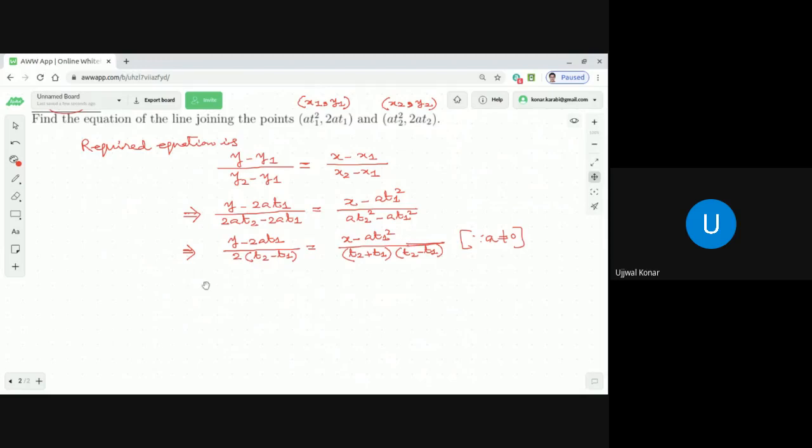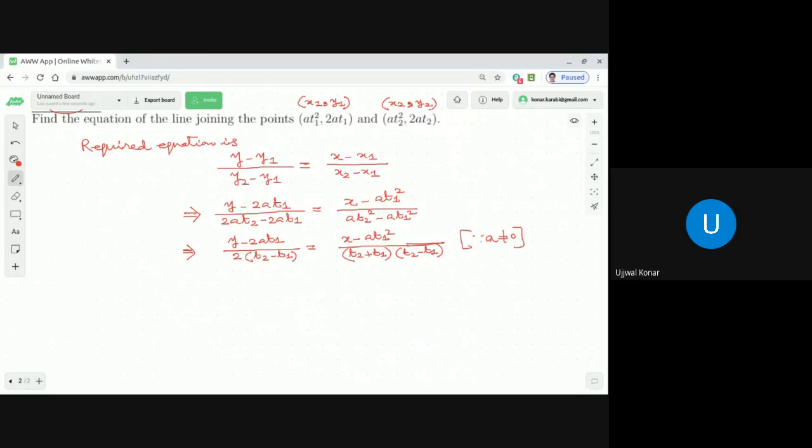Correct? Now, from here, what you can do, dear students, is that the t2 minus t1 can also get cancelled, because t2 cannot be equal to t1. That means t2 minus t1 cannot be equal to 0. Why? Because if t2 is equal to t1, then those 2 points, at1 square, 2at1 and at2 square, 2at2, become the same point. And with this single point, you cannot construct the equation of a straight line uniquely.